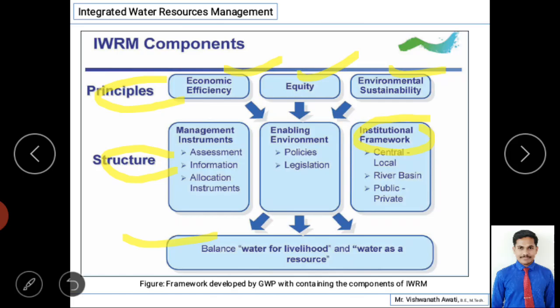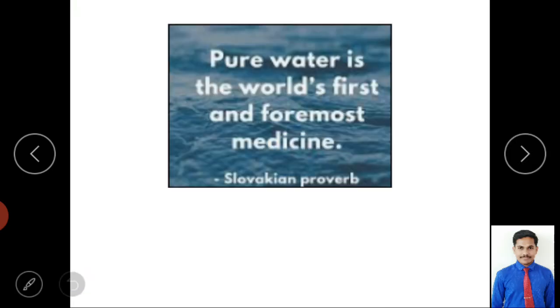Water as a resource. Then I'll end this lecture with a proverb. The proverb says, pure water is the world's first and foremost medicine. It has a very good meaning. If the water is in good condition, then we do not need any medicines, and without medicine also you can live comfortably. But the water has to be in a pure condition.